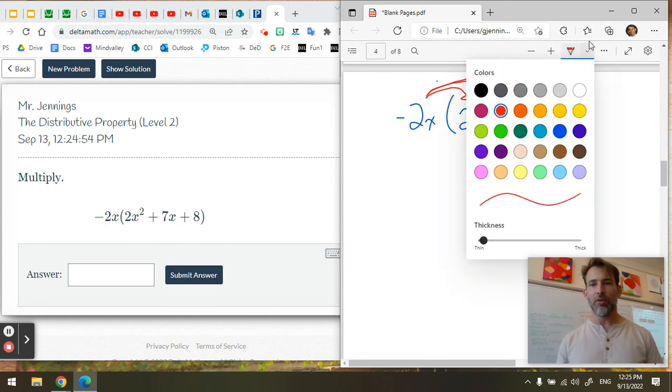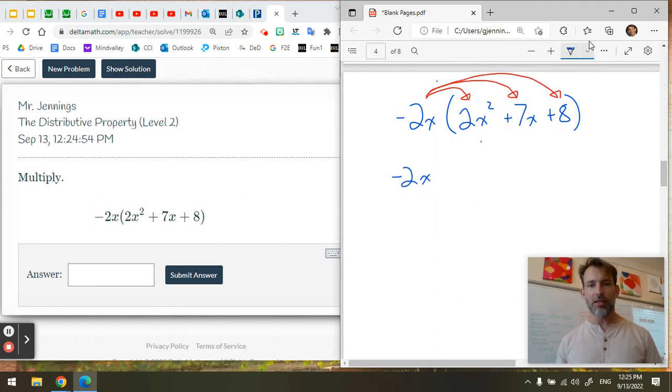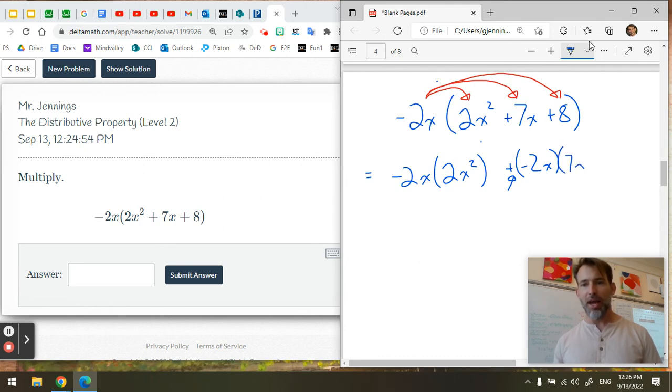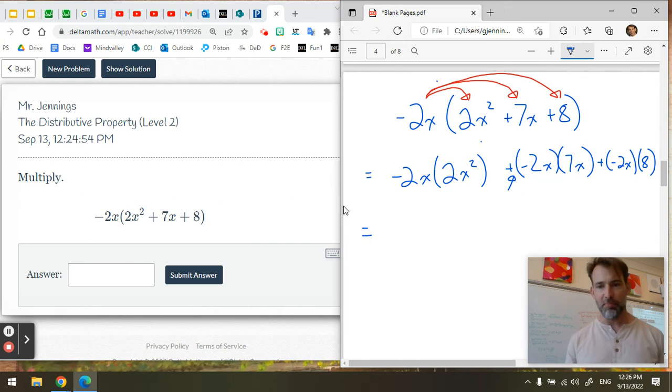So I'm going to write these out very carefully. First one looks like this. Negative 2x, this is going to be equal to multiplied by 2x squared plus negative 2x, maybe I'll put that in brackets to avoid a double sign there, multiplied by 7x. And then I'm going to have plus negative 2x multiplied by 8. So let's do these piece by piece. This is an elephant that we're going to eat 3 bites at a time.